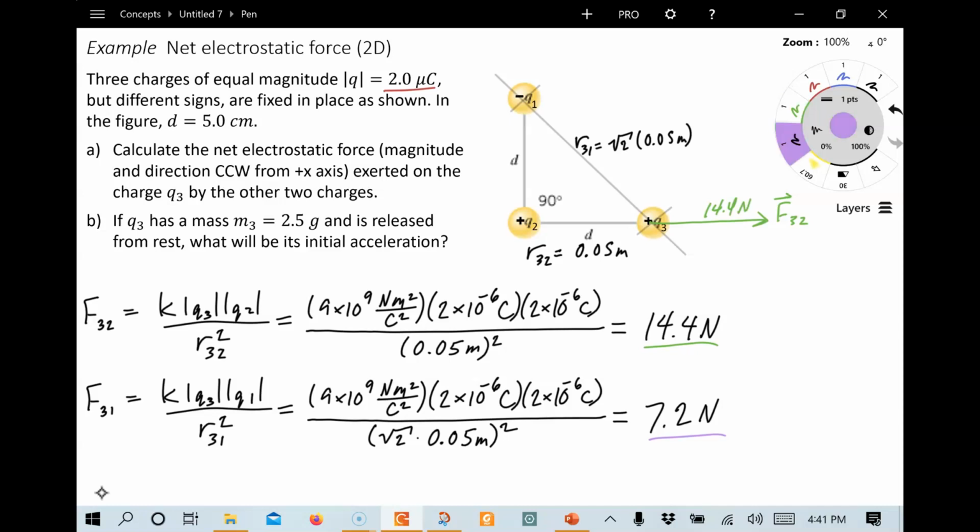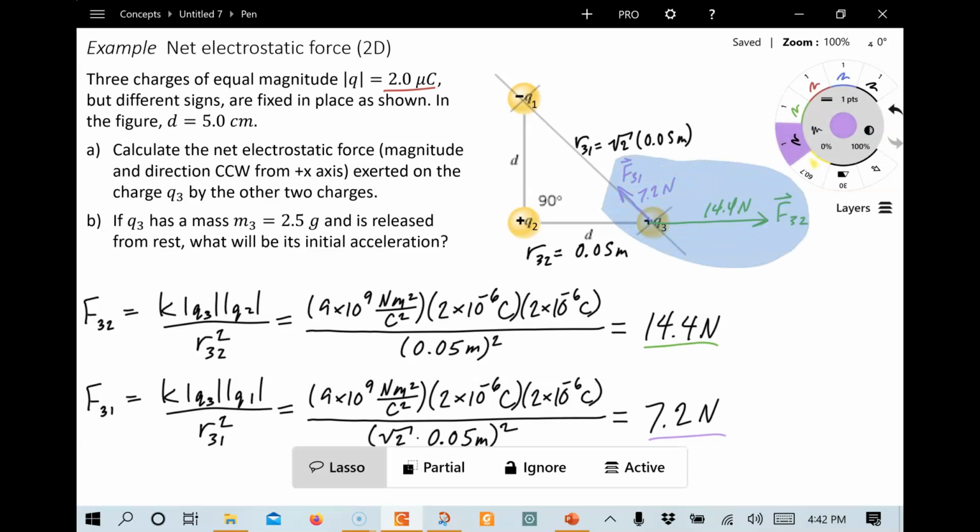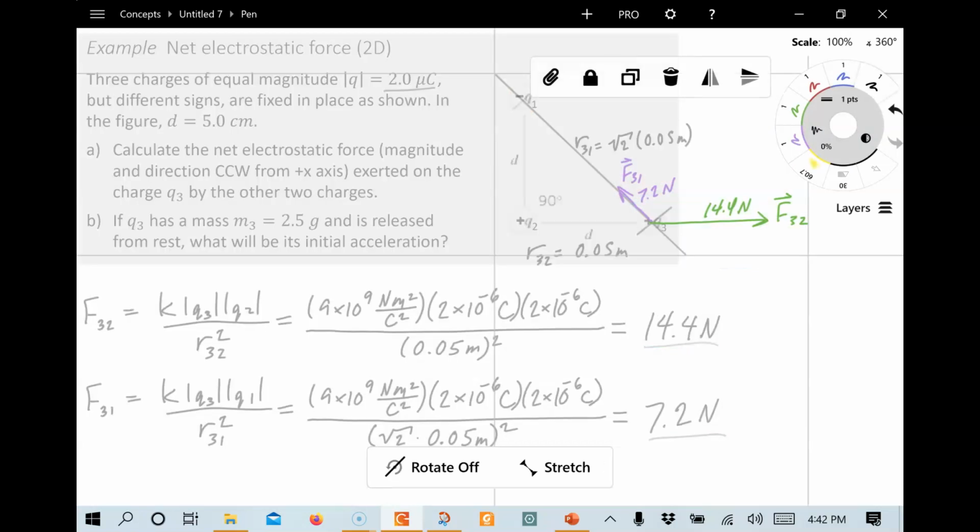Now, for the other one, look at the line between Q1 and Q3. Is Q1 going to be attracting Q3 or pushing it away? It's going to attract it because they're opposite. And so we can go ahead and draw a vector like this. And this one is half the length, F on 3 by 1, because its magnitude, the length of that arrow, is 7.2 newtons. Now at this point, I need to go ahead and do vector addition to figure out the components of these vectors before I can add them. So let's go ahead and copy this and make a nice little picture of this.